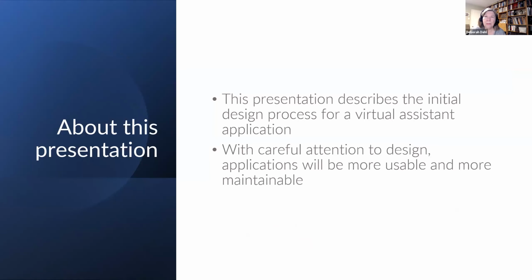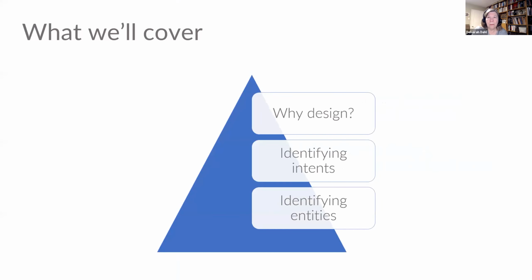So we're going to talk about the initial design process for a virtual assistant, very, very upstream, what Alarna was talking about, the planning phase, and right past the planning phase. How do we get a really well-designed application that's usable and, really important, maintainable? So we're going to talk about why design, and how you identify the intents and entities that are going to be part of your design. And again, this is the natural language part of the application. We're not really going to talk about the conversation design. That's really, really important, but we're focusing more on just the content of the exchanges with the user.